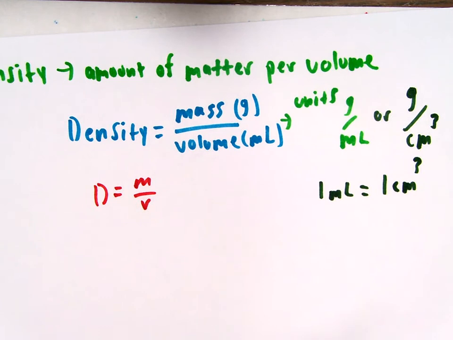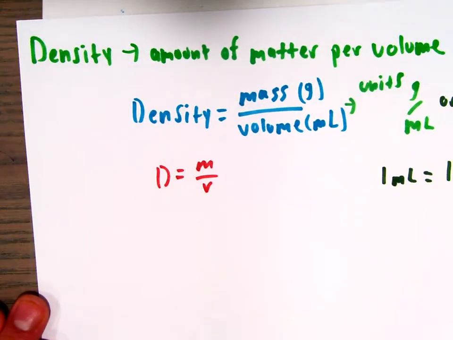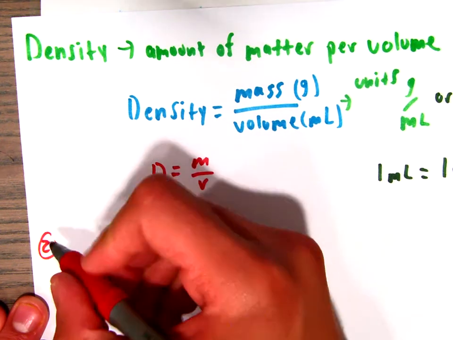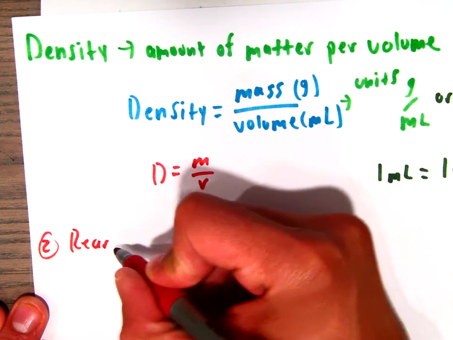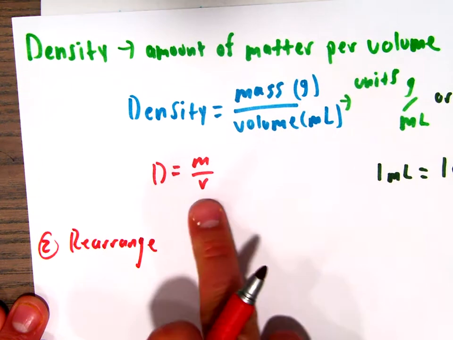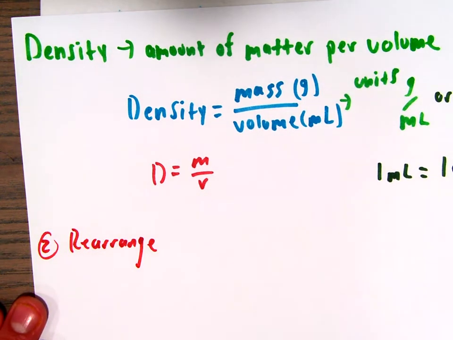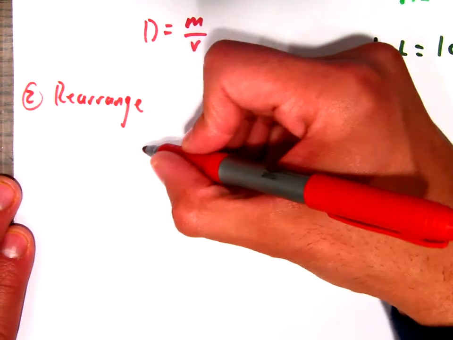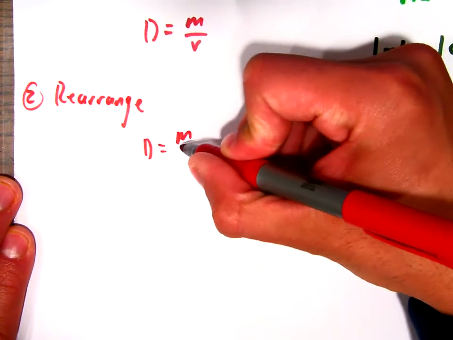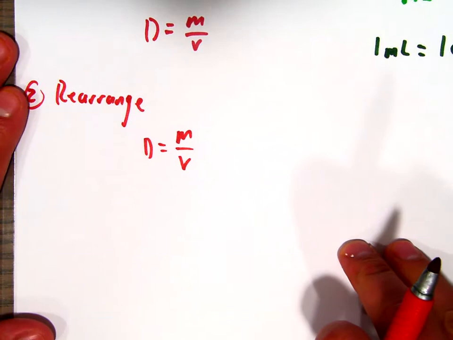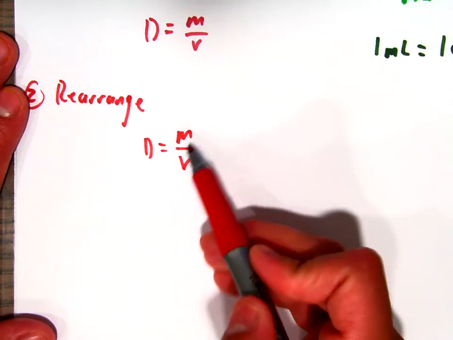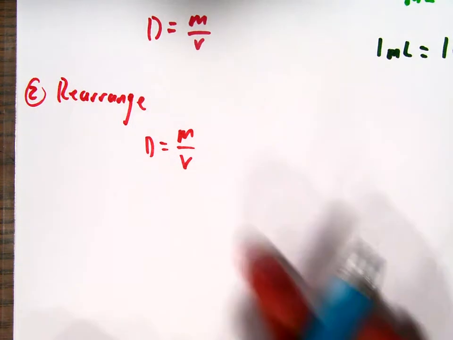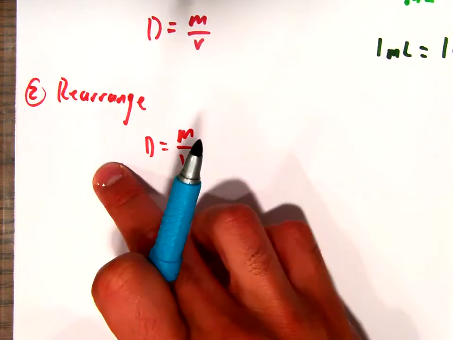Now I'm going to show you how to rearrange and solve for different things. The second skill you need is to be able to rearrange the equation up here. In other words, solve for mass and solve for volume. We're not only solving for density. So I know density equals mass divided by volume. If I want to solve for mass, I need to get mass by itself on one side. What do we have on this side? We have volume. So I need to get rid of that and put it on the other side.